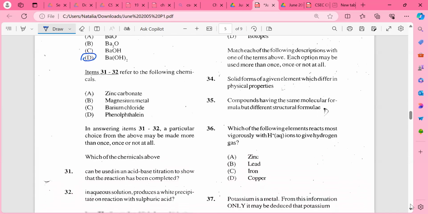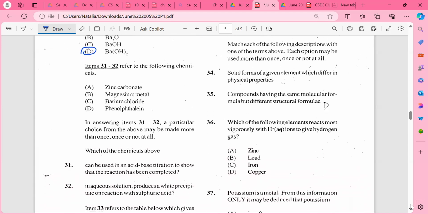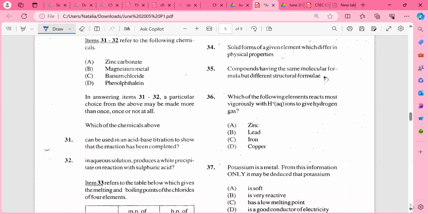So we have some salts here: zinc carbonate, metal, barium chloride, phenolphthalein. Which can be used in an acid-base titration to show the reaction has been completed? So we're looking for phenolphthalein, which is D. Which in aqueous solution produces a white precipitate on reaction with sulfuric acid? It would be barium chloride. Barium chloride will swap ions to form barium sulfate and hydrochloric acid. So that's going to be C.